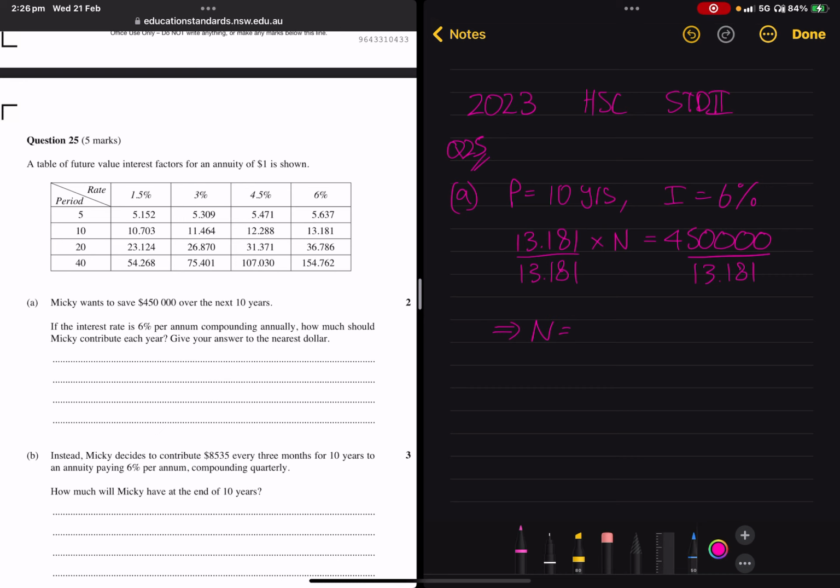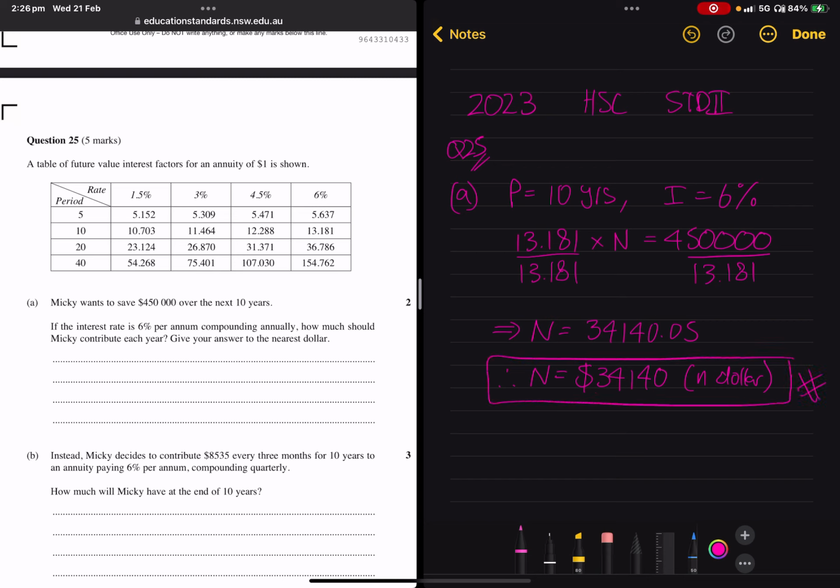450,000 divided by 13.181. My calculator tells me that this is 34,140.05. So $34,140.05. Give your answer to the nearest dollar. So therefore the number of dollars is going to be 34,140 to the nearest dollar. So this is the answer to part A.